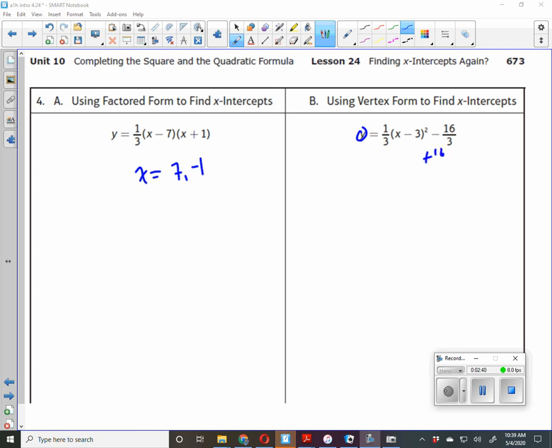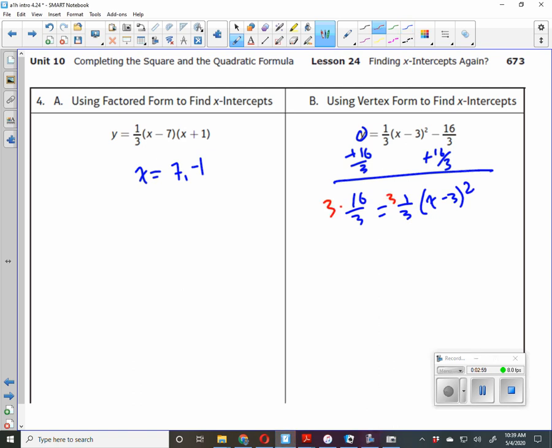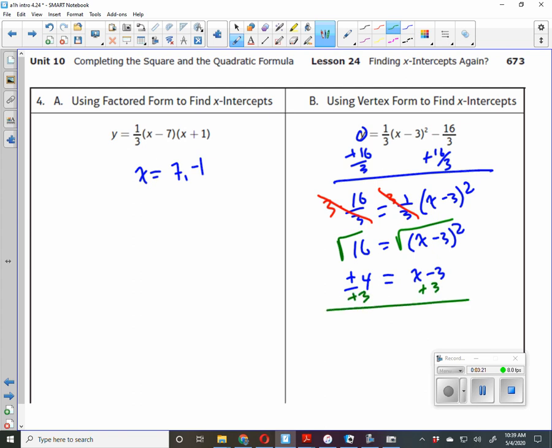We're going to add 16 thirds plus 16 thirds. So we've got 16 thirds equals 1/3 x minus 3 squared. Now, in order to get rid of the 1/3, I'm going to multiply both sides by 3. Those cancel, and I'm left with 16 equals x minus 3 squared. Take the square root of both sides, and don't forget the biggest and most important part, that's plus or minus 4, plus 3 plus 3. We now know that x equals 3 plus 4 is 7, or 3 minus 4 is -1.